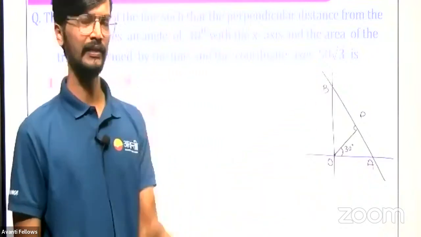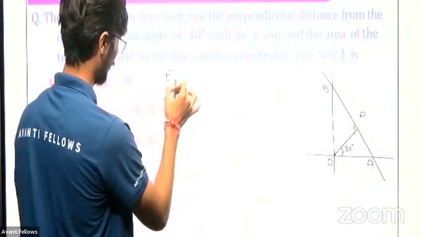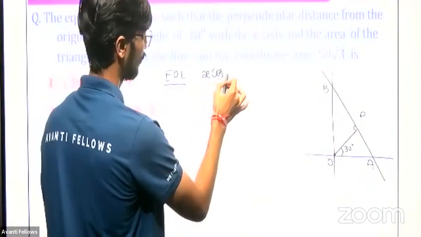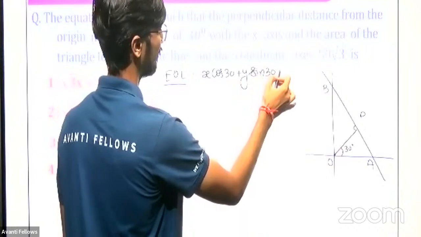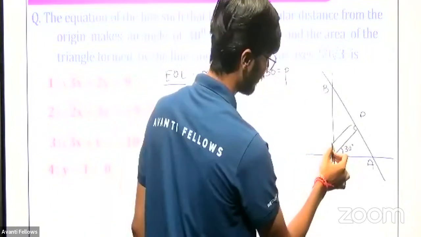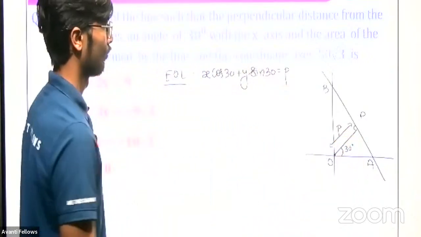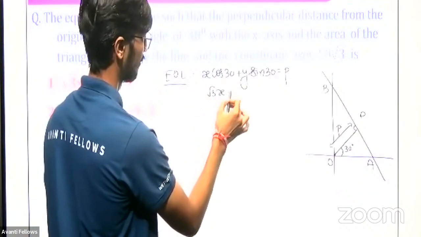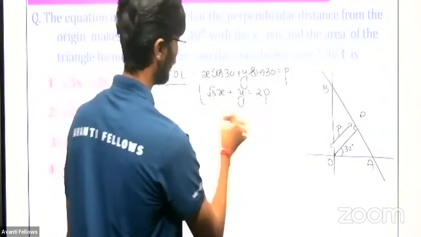So let us use the conditions first. We can get the equation of the line by normal form, which is x cos 30 plus y sin 30 equals p, where p is the distance from the origin, small p. Correct? So what is cos 30? It is root 3 by 2. So root 3x plus y, taking the 2 across, equals 2p.